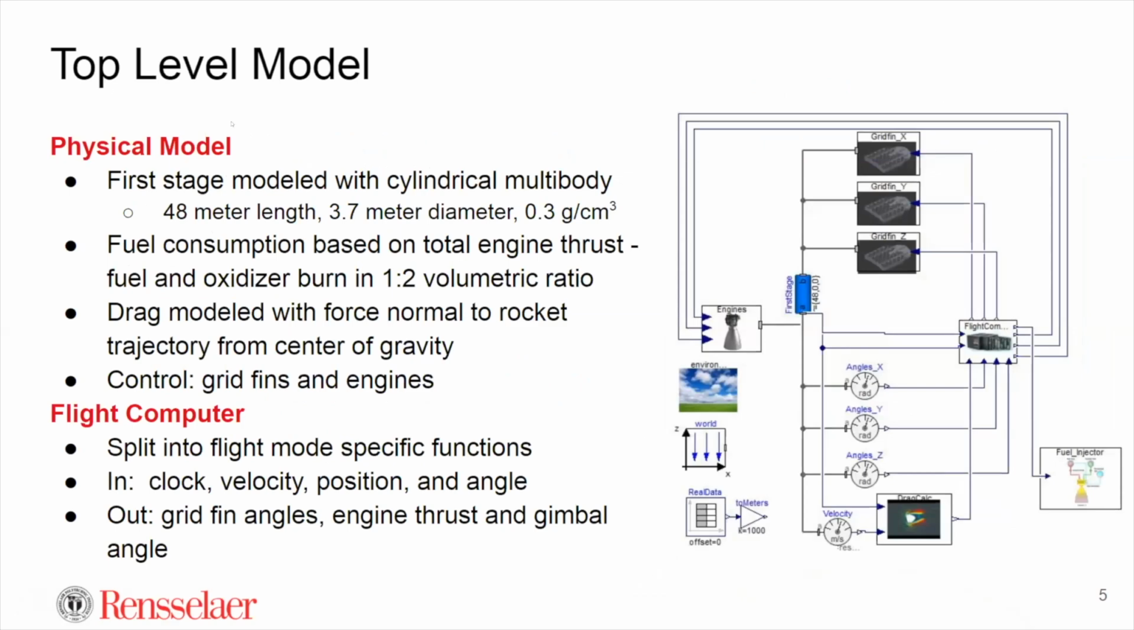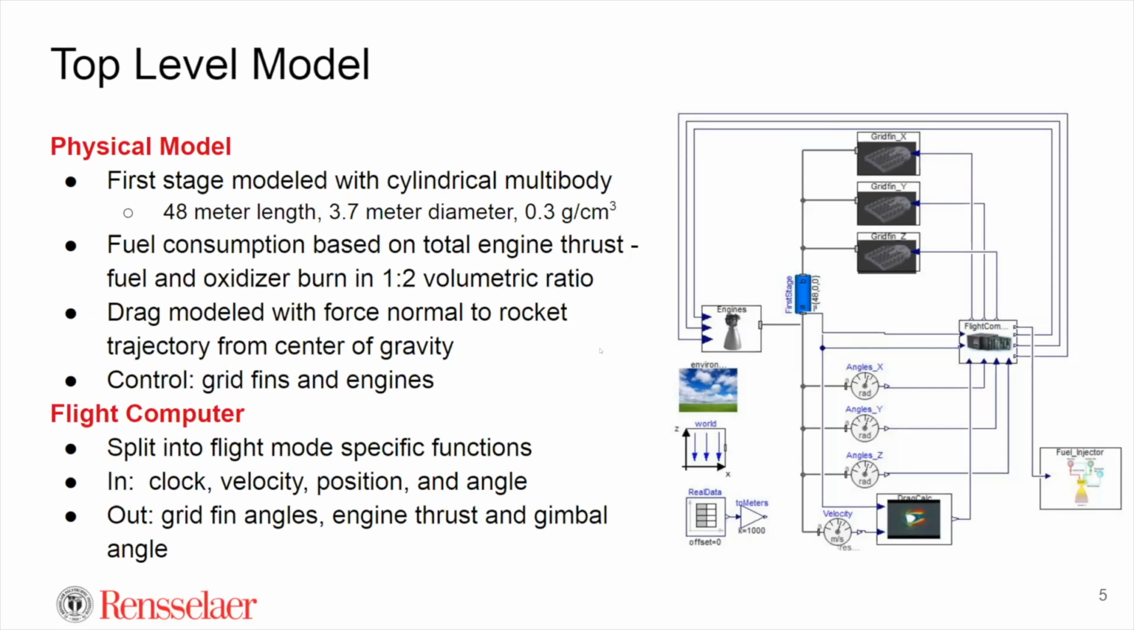This is split up into the physical model and the flight computer. For the physical model, you have this multi-body cylinder. And again, this is based off of the SpaceX Falcon 9 rocket, which is really the only true working example of this seen in real life. So that's 48 meters long, 3.7 meter diameter, and it has a density of about 0.3 grams per centimeter cubed. And that density decreases over time based on the fuel consumption, which is the second bullet point here.